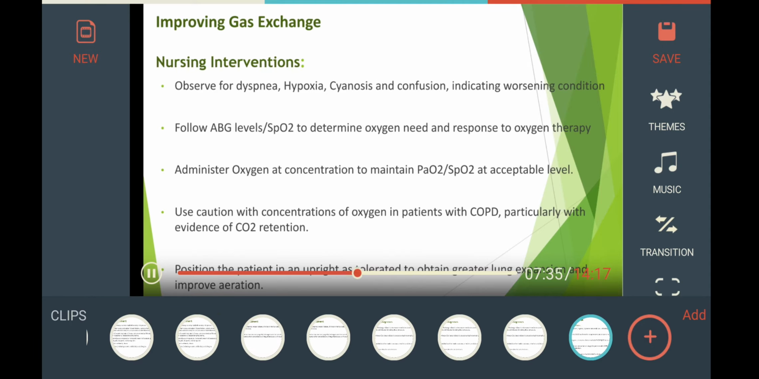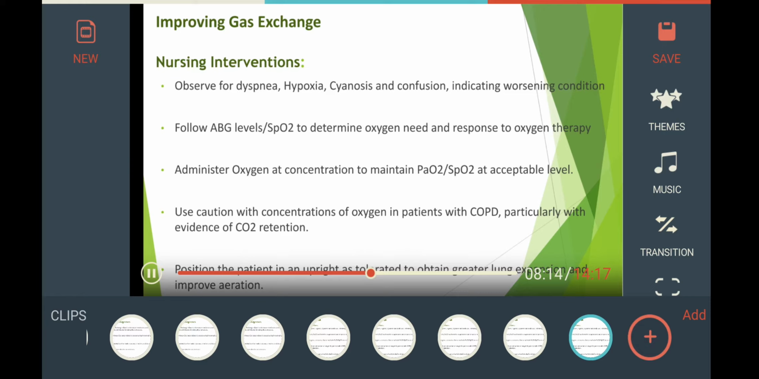Improving gas exchange. Observe for dyspnea, hypoxia, cyanosis, and confusion. This indicates worsening condition. Follow ABG levels or oxygen saturation to determine oxygen need and response to oxygen therapy. Administer oxygen at a concentration to maintain oxygen saturation at an acceptable level. Use caution with concentrations of oxygen in patients with COPD, particularly with evidence of carbon dioxide retention.